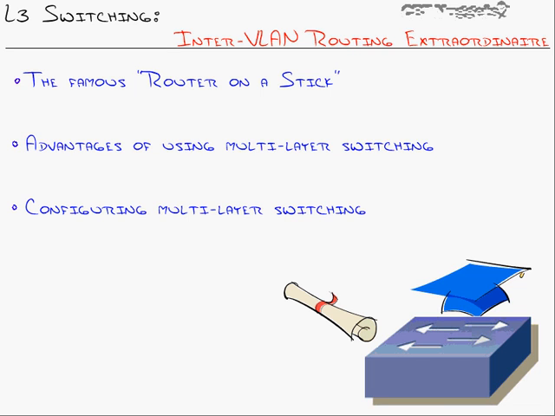Two methods: switch virtual interfaces, which are those logical interfaces that can be reached by any port assigned to the VLAN, and then the routed port, which is enabled by using that no switchport command and literally turns that port of your switch into a router.